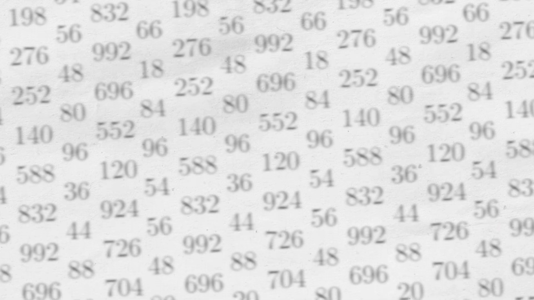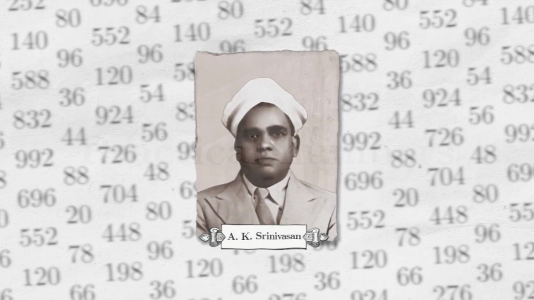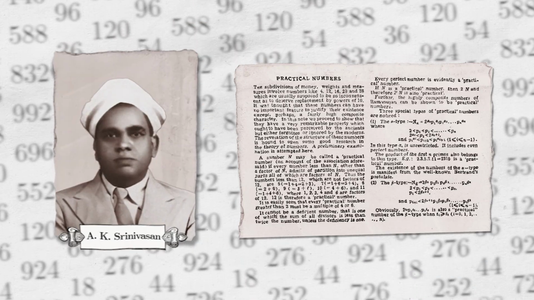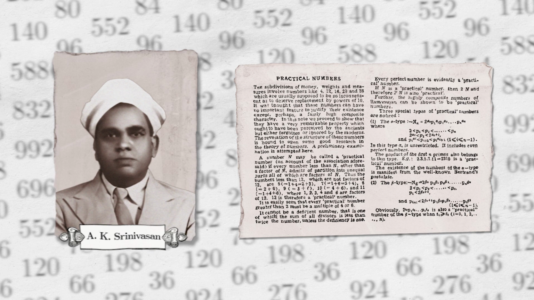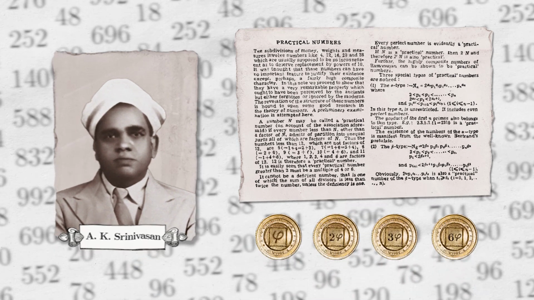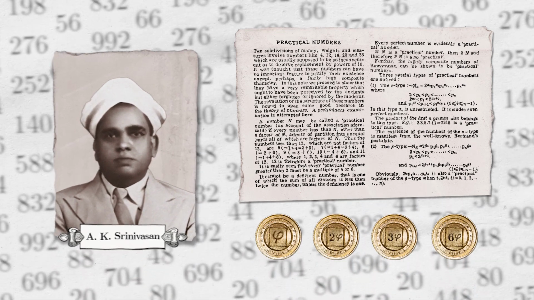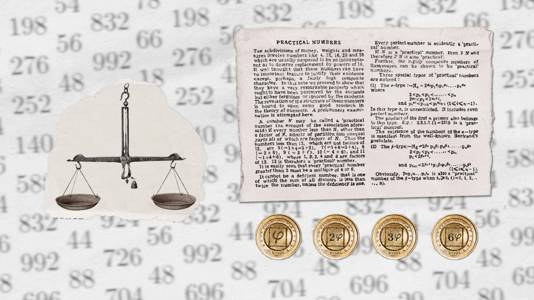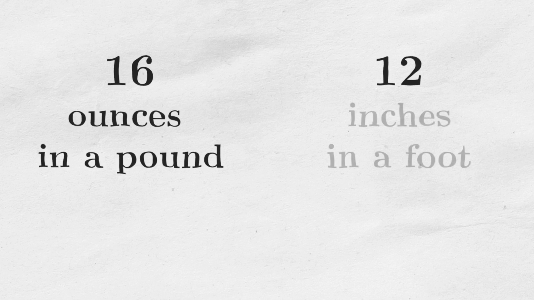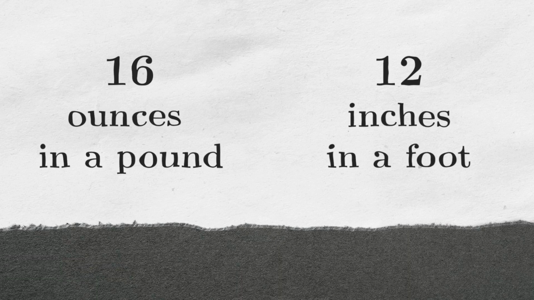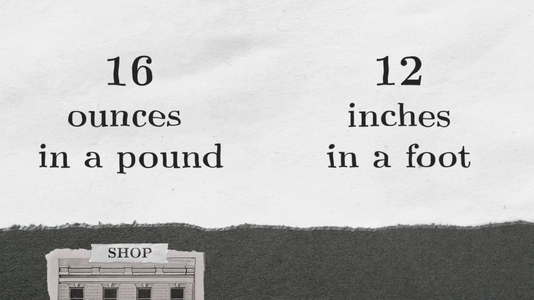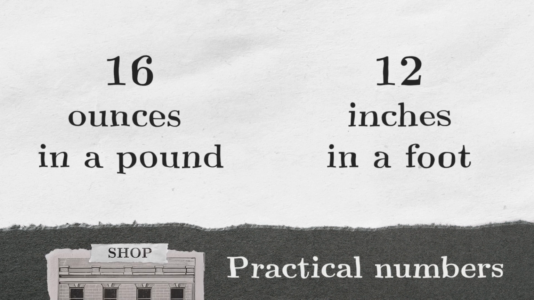The first one who brought up the topic of practical numbers was an Indian mathematician, A.K. Srinivasan. In his small letter published in 1948, Srinivasan also speaks about currency, or generally about subdivisions of different kinds of measures, for example weights. He notices that numbers often used for such purpose, like 16 ounces in a pound or 12 inches in a foot, are exactly the numbers suitable for our currency in a shop problem, aka practical numbers.